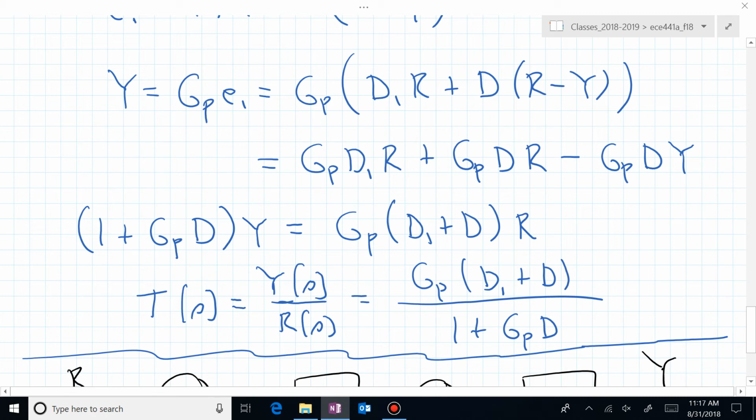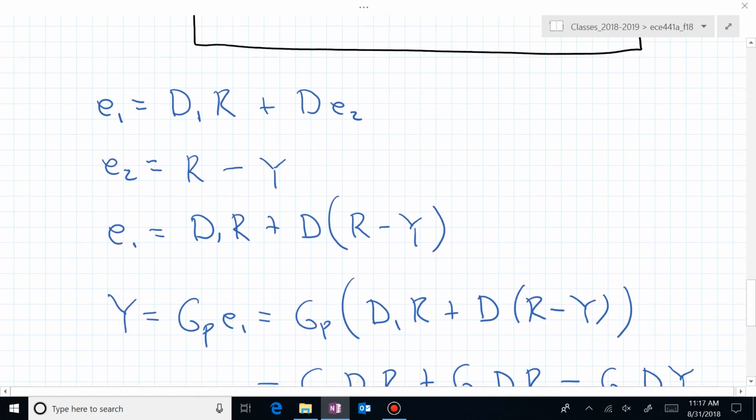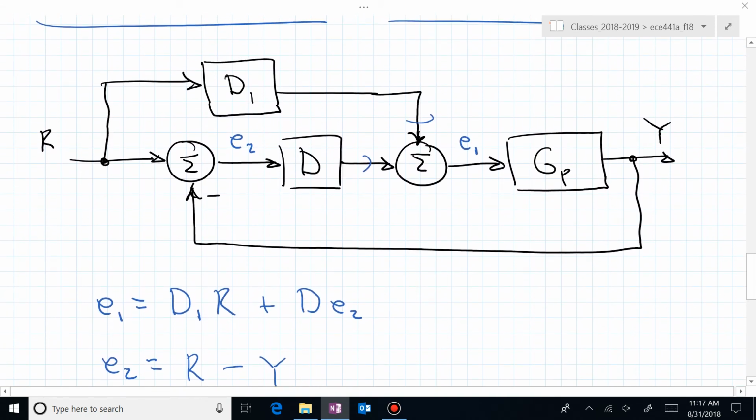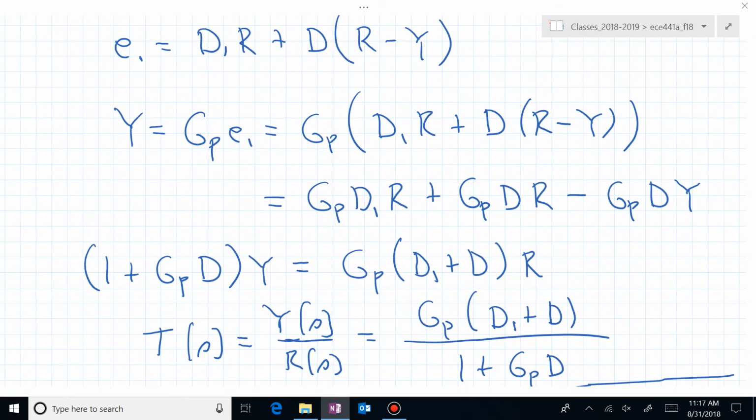And now you can compare this transfer function with some of the previous transfer functions. If you look at this relative to the classical configuration, you can see that if we set D1 equal to 0 here, we get our original negative unity feedback with a controller and a system combination, and that falls out of this transfer function. If we set D1 equal to 0, we end up with G sub P D over 1 plus G sub P D, which is what we would like to see, that we do get consistency.